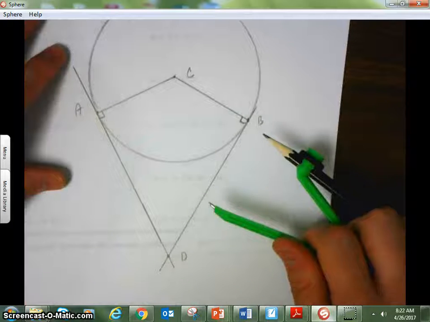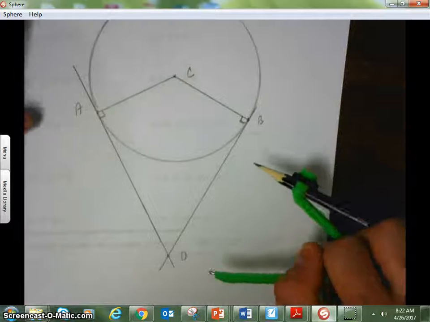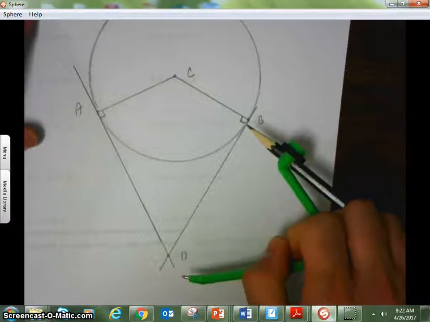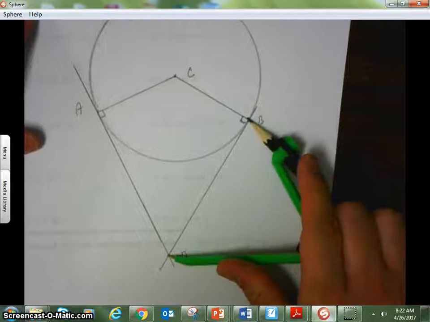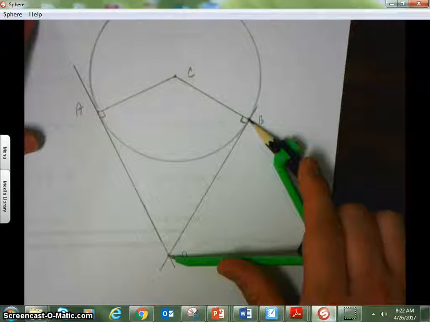So now, if you want to, you could use your ruler, but I'm not concerned about numbers. All I'm really concerned about is, are they the same or are they different?